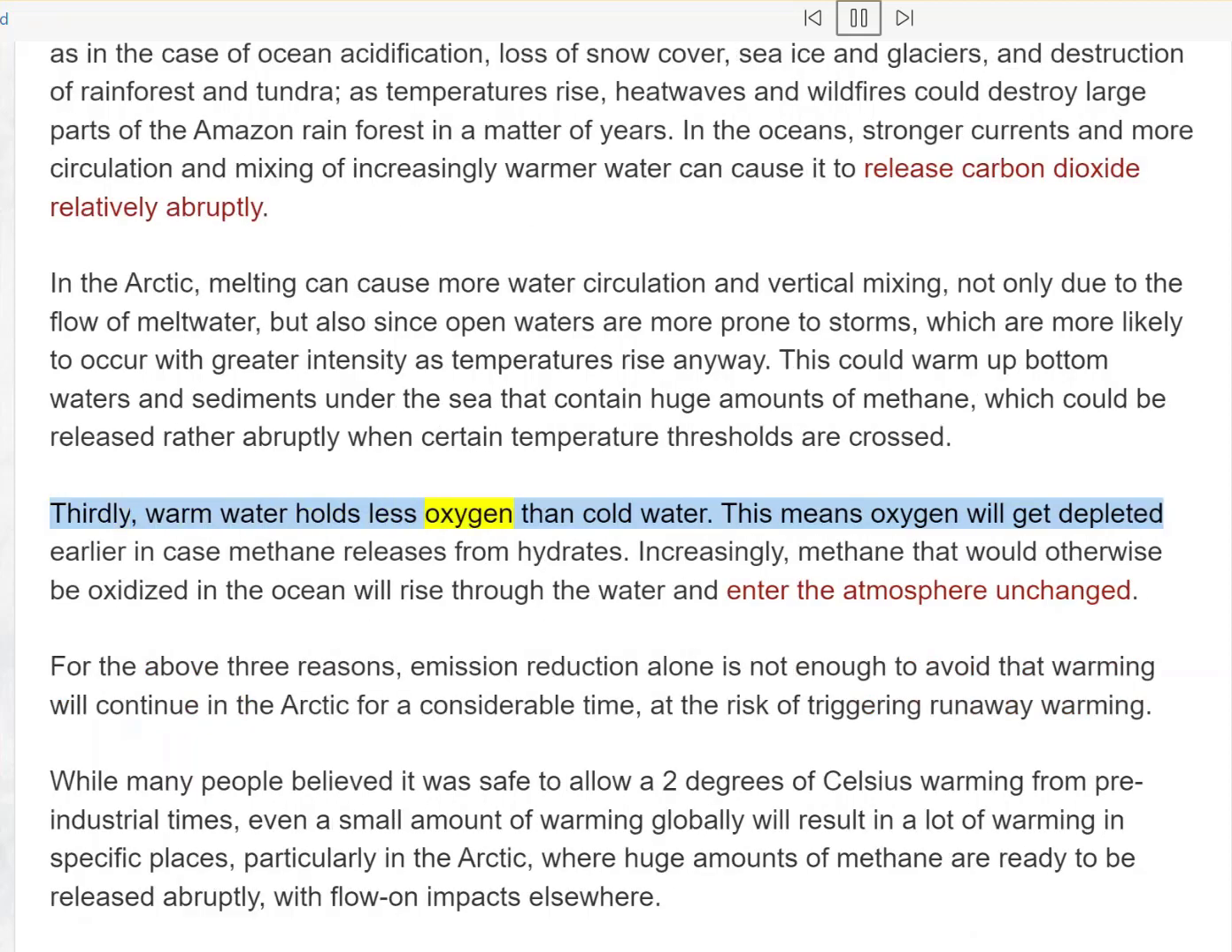Thirdly, warm water holds less oxygen than cold water. This means oxygen will get depleted earlier in case of methane releases from hydrates. Increasingly, methane that would otherwise be oxidized in the ocean will rise through the water and enter the atmosphere unchanged. For the above three reasons, emission reduction alone is not enough to avoid that warming will continue in the Arctic for a considerable time, at the risk of triggering runaway warming.